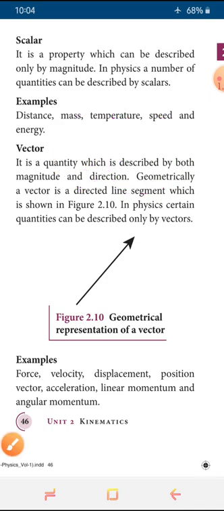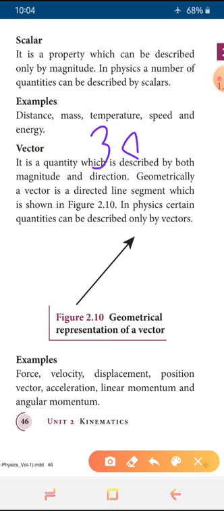Or temperature. Say the body temperature of some person is 38 degrees Celsius. Okay, 38 degrees Celsius. And now you see Celsius is the unit, 38 is the magnitude, that is the value. It is also an example for scalar.